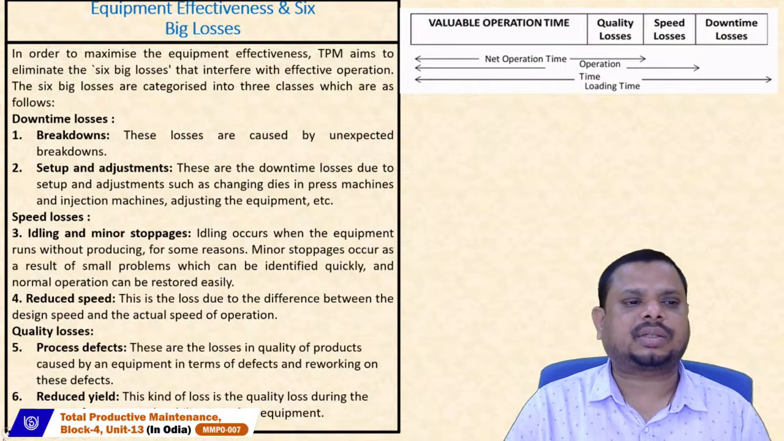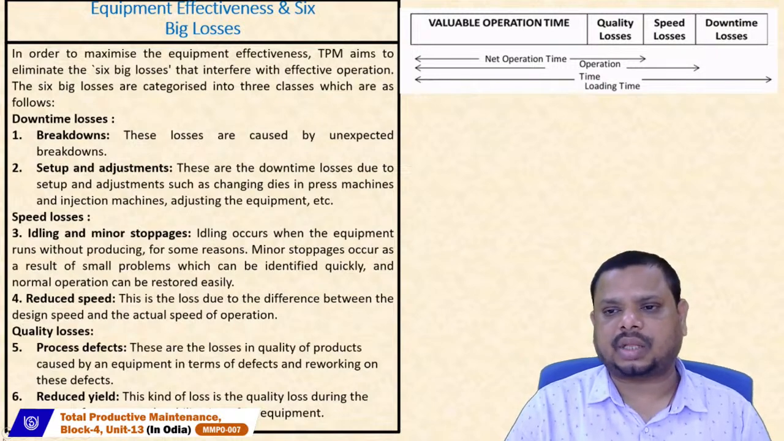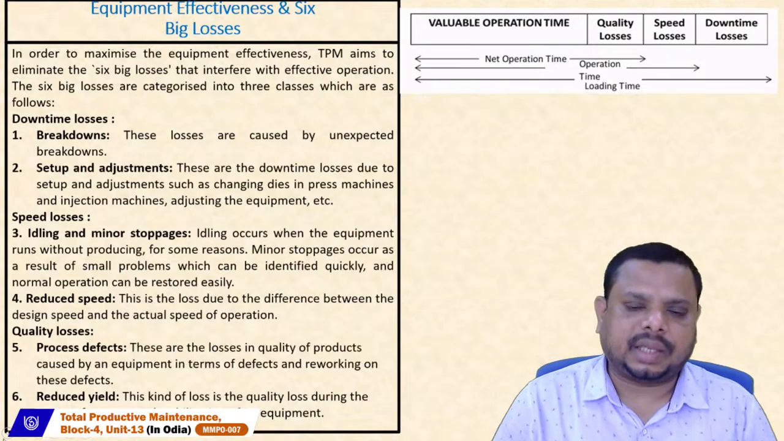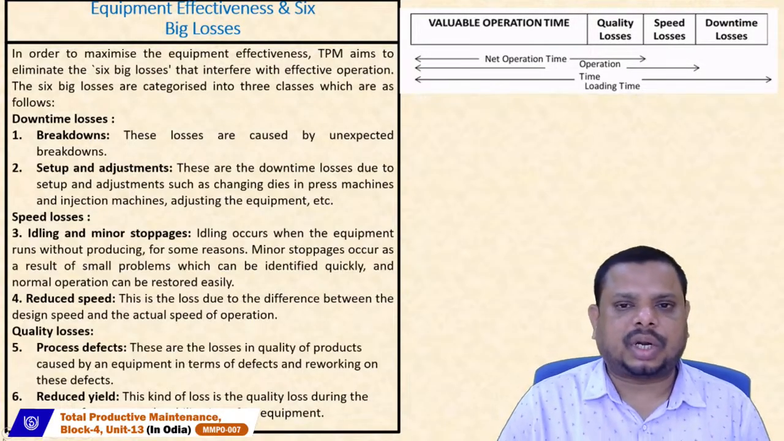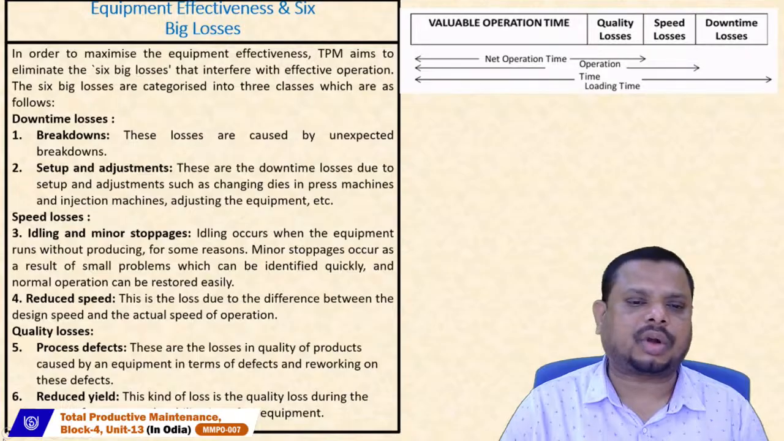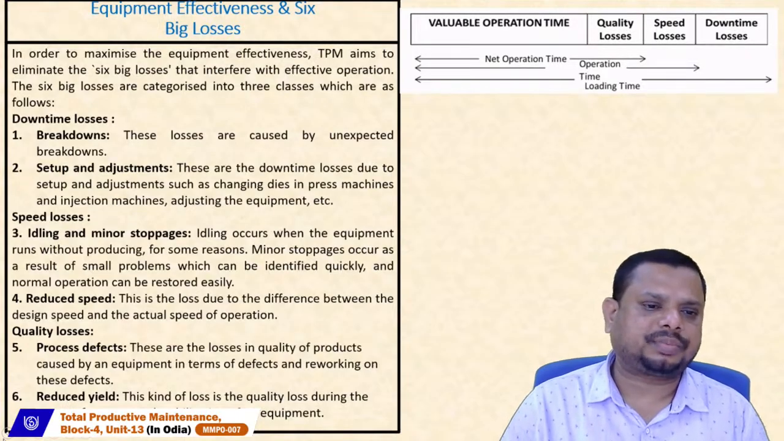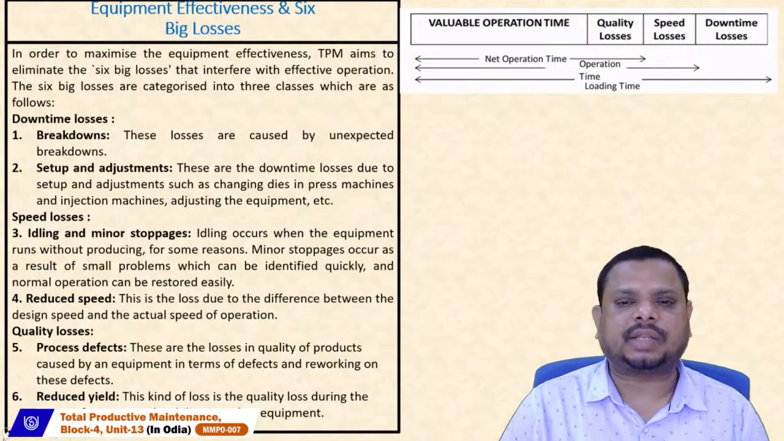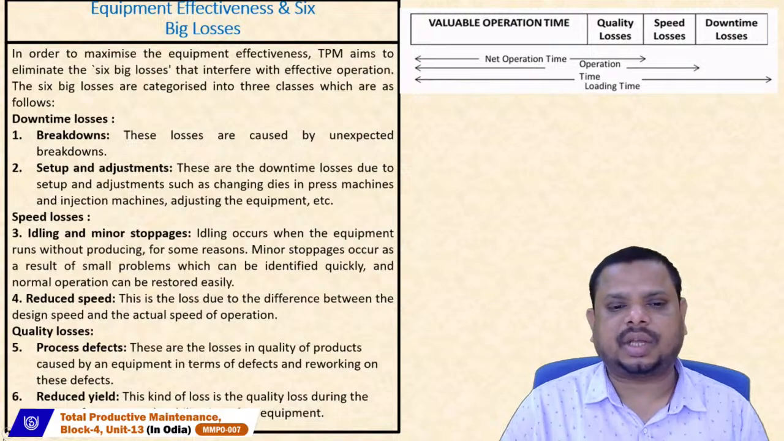So let's understand the three classes and the different parameters included in them. Under downtime losses, we have breakdowns. These losses are caused by unexpected breakdown. You cannot predict the breakdown of any kind of machine and equipment. The second one is setup and adjustment. Under setup and adjustment, there are downtime losses due to setup and adjustment, such as changing the die in press machines, injection machines, and adjusting the equipment. These are examples of setup and adjustment.